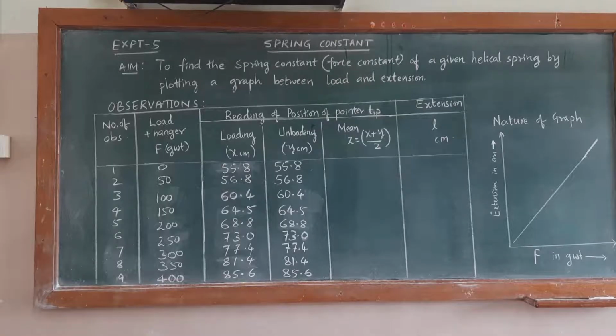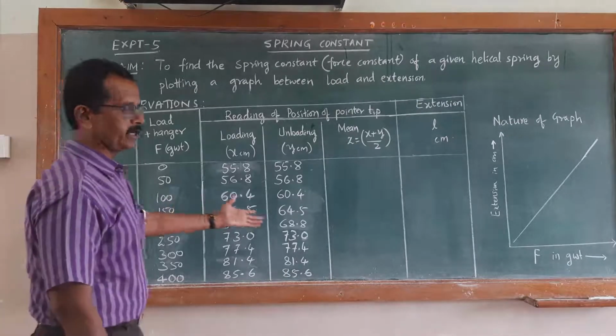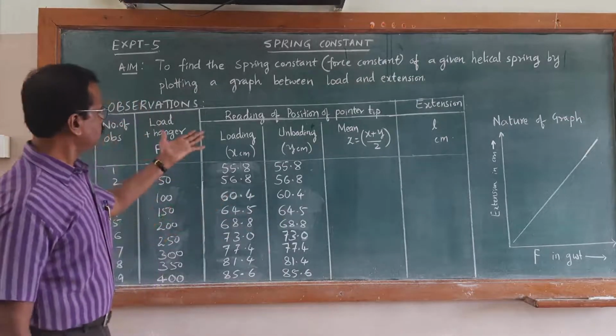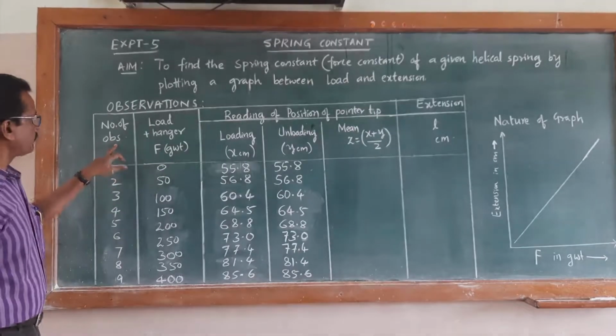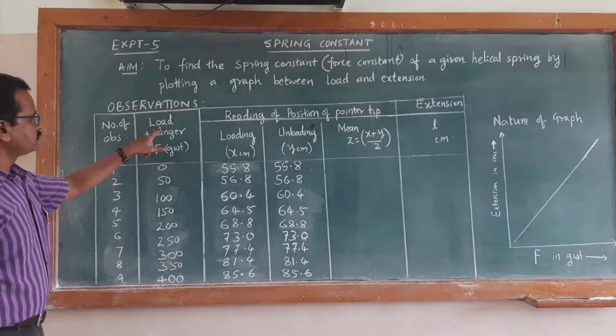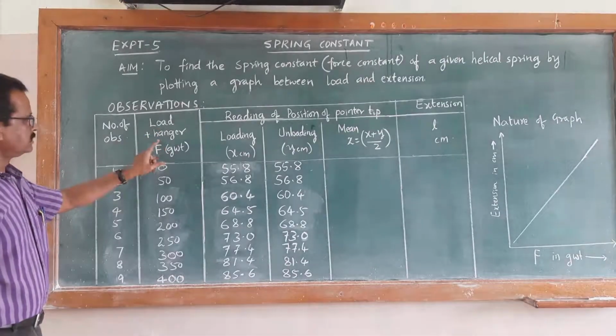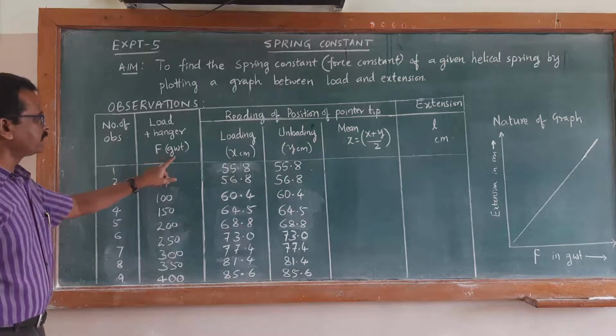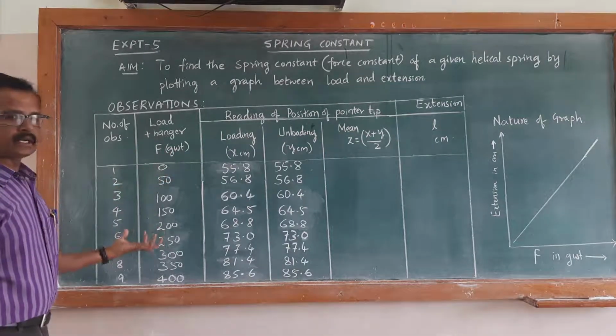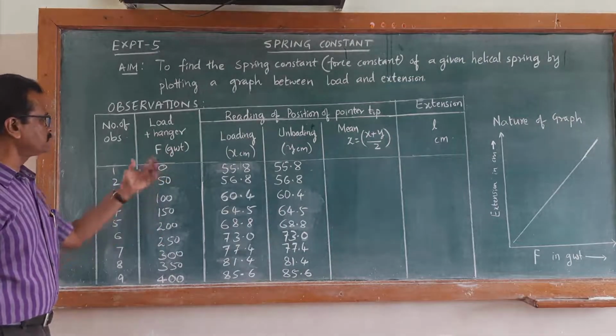Okay, now the readings are already being taken here. Whichever I have read, the readings are being written on the board, in the tabular column. You see, the first one is number of observations. Second column is load plus hanger. That is the total force that is applied in gram weight. We have taken in grams, so actually in weight it is gram weight.